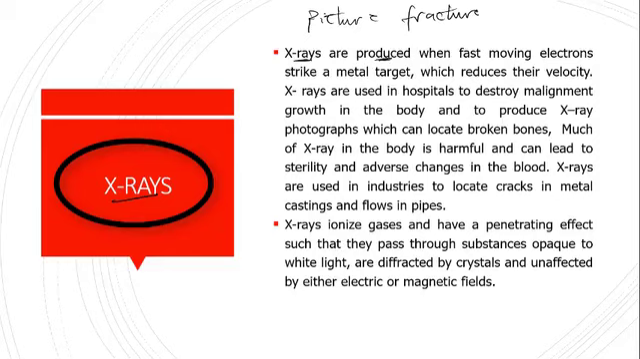X-rays are produced when fast-moving electrons strike a metal target, and this metal target tends to reduce their velocity. So X-rays are used in hospitals basically to destroy malignant growth in the body, to destroy malignant cells in the body, such as cancerous cells, and they can be used to produce X-ray photographs, like I mentioned before, which can be used to locate broken bones.